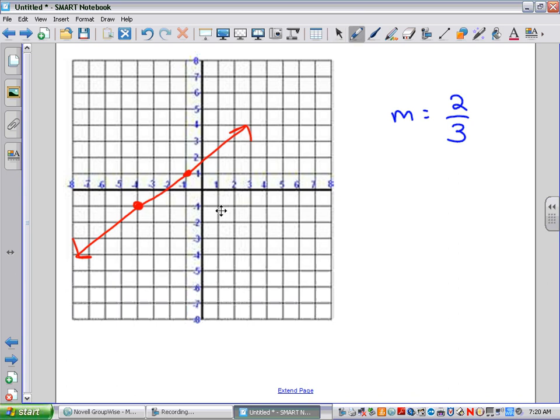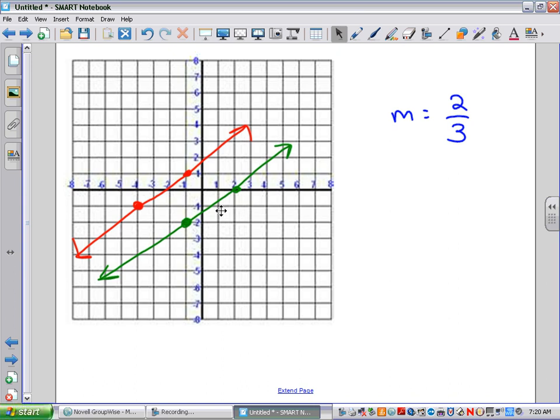Now I'm going to go to green. I'm going to pick another random point. Let's say right there in green. And I do the same thing. Up 2 over 3. Up 2, 1, 2, over 3, 1, 2, 3. And I connect those two. What do you notice about the red line and the green line? They are parallel because both of their slopes are 2/3. I just started drawing from a different point.